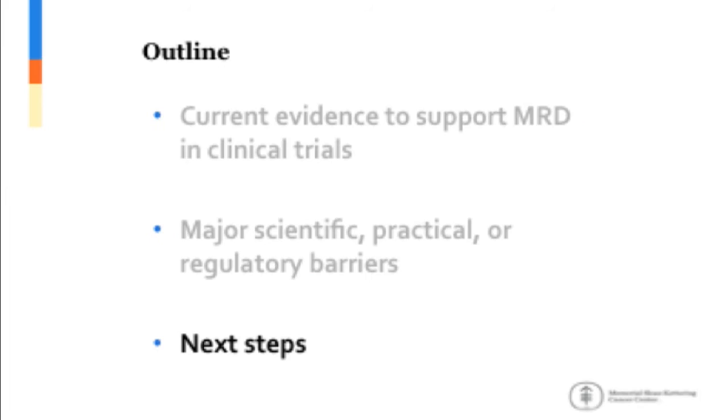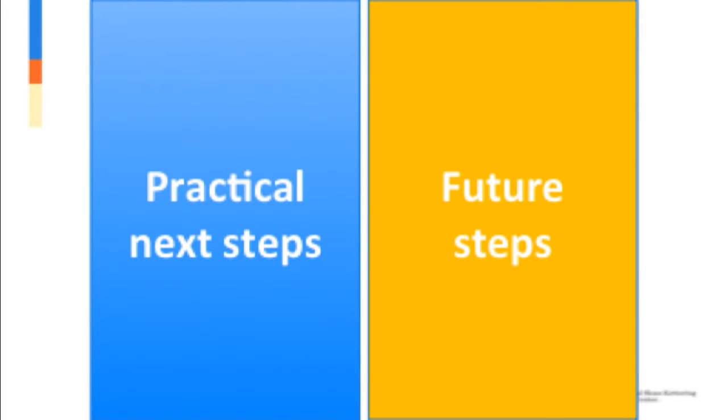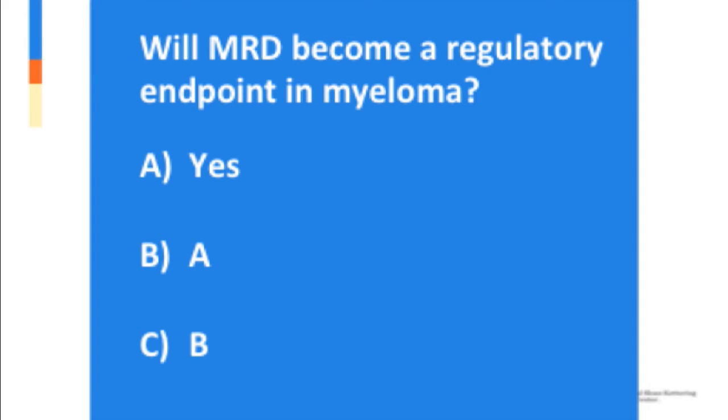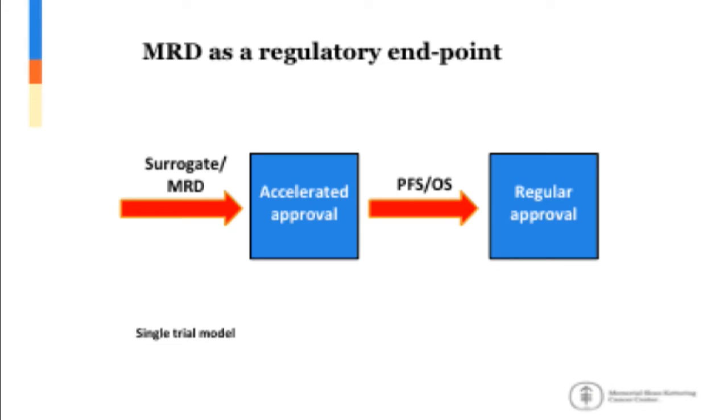I want to end my talk by showing a few more last slides for next steps. I think there are practical steps, and then there are future steps. The practical step is to make MRD an endpoint for myeloma. And from my horizon, looking at this disease for several years, I'm quite sure that MRD will become a regulatory endpoint for myeloma. I think of it as a surrogate endpoint that could lead to accelerated approval and then lead to a full approval, and that's what we heard this morning. It has to be done the same way for every patient with complete follow-up.